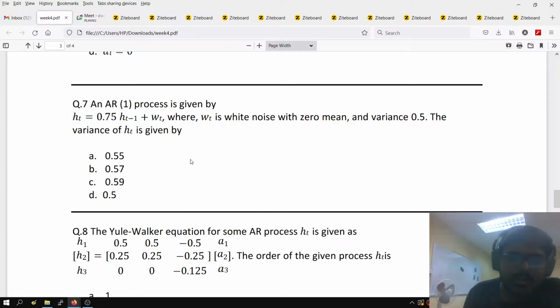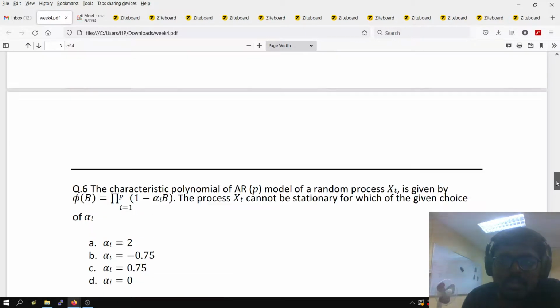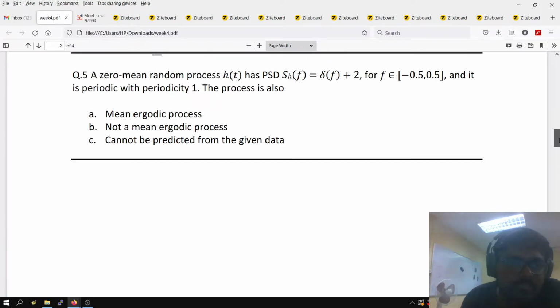According to options, you only have PSD, and from PSD you cannot comment on whether it is ergodic or not ergodic. Time average and sample average should be same for any ergodic process. So you only have given the PSD, and you have said the PSD is periodic. That PSD is periodic, that means the autocorrelation function can be discrete, nothing more than that, as far as I understand. And also S of f is delta of f plus 2, and that is also in the interval minus 0.5 to 0.5. So it does not make that much sense from my perspective.